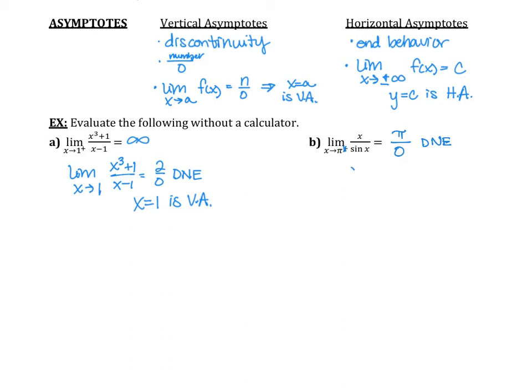What we know then is that x equals pi is a vertical asymptote. So if I go back and consider the limit as x approaches pi from the right of x over sine of x, what is happening around that asymptote? What we know is this is going towards negative infinity.